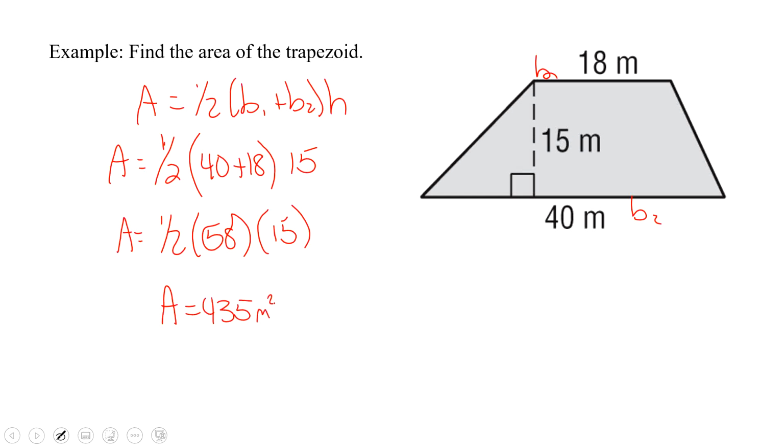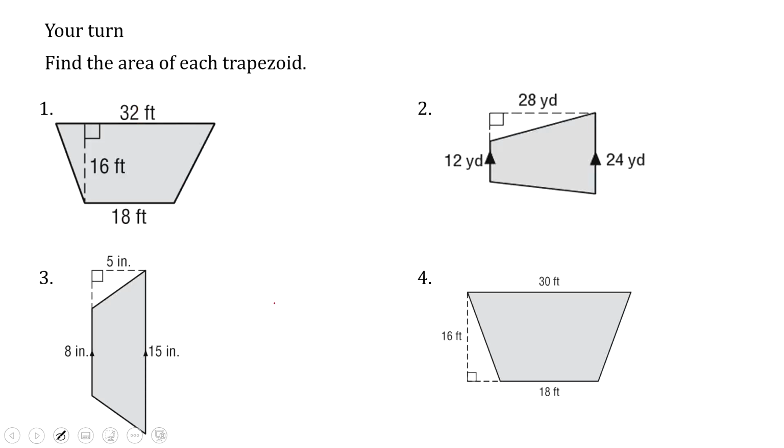Meters squared. Remember, it's always meters squared. So that makes sense. It's relatively straightforward. Just add the bases together, divide that by 2, multiply by the height. That's your area. Okay, next page, there are some problems for you to work on.